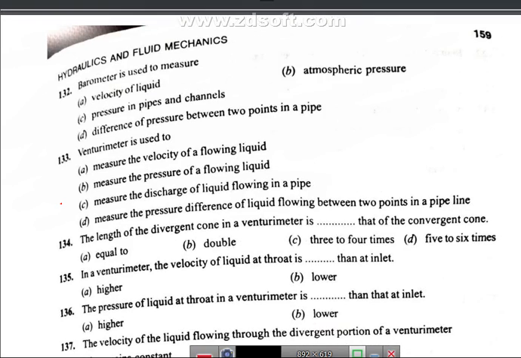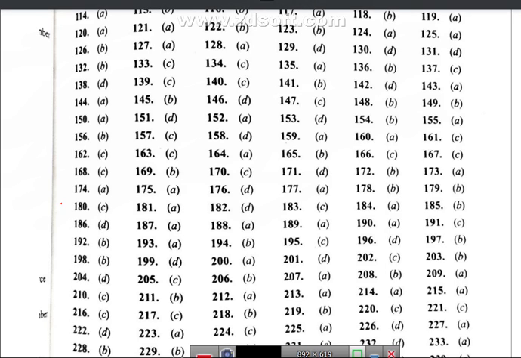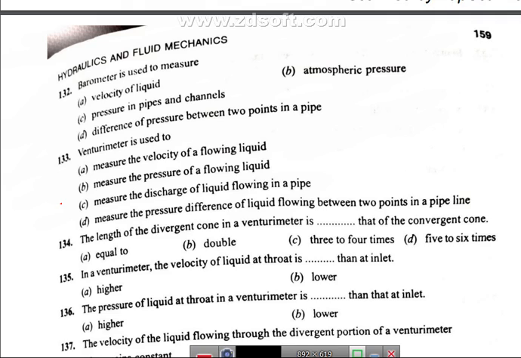Barometer is used to measure velocity of liquid, atmospheric pressure, pressure in pipes and channels, difference of pressure between 2 points in a pipe. What is the right answer? 132 का, that is your 132 का B. This is the atmospheric pressure. बैरोमीटर का हम लोग यूज करते हैं मेजर करने के लिए एटमॉस्फेरिक प्रेशर.